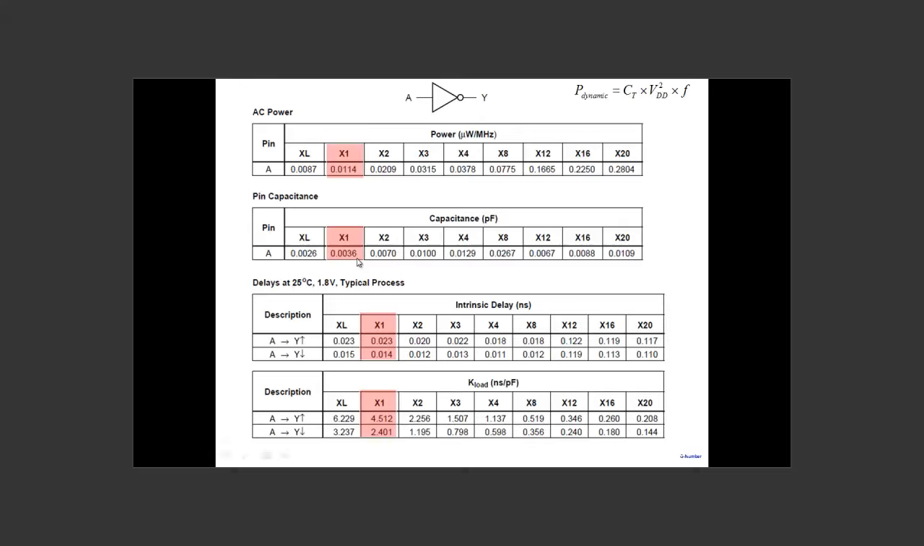So look at the first one. What is the manufacturer listing? The capacitance at this particular input, the input capacitance here, listing 0.0036 in picofarad. That's the input capacitance. That's important information.